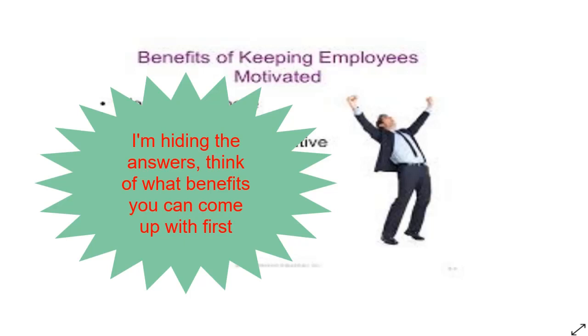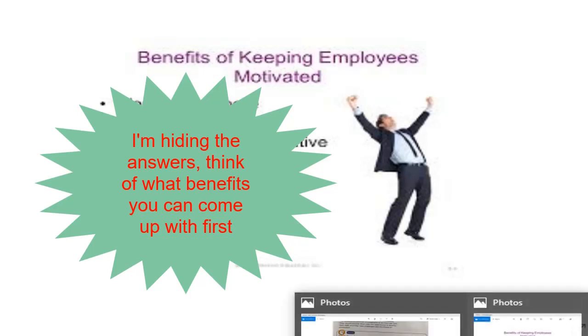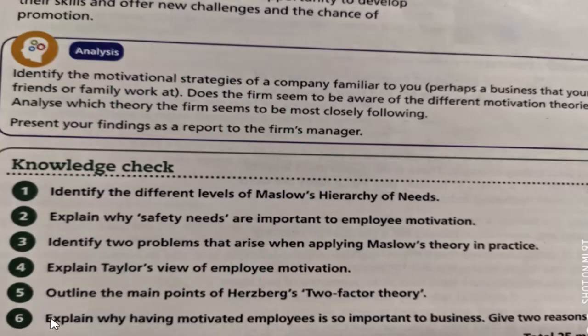Okay, for the final question, regarding chapter 2, motivating employees, it's actually question number 6: explain why having motivated employees is so important to business, and you have to give two reasons, okay? Definitely after you watched this video and you went through the explanation of how you motivate your employees, you know many reasons, and you know how critical and essential it is for a business to have a motivated employee, right? So give some reasons and write them down in your notebook and then compare them to the reasons that I'm going to give next.